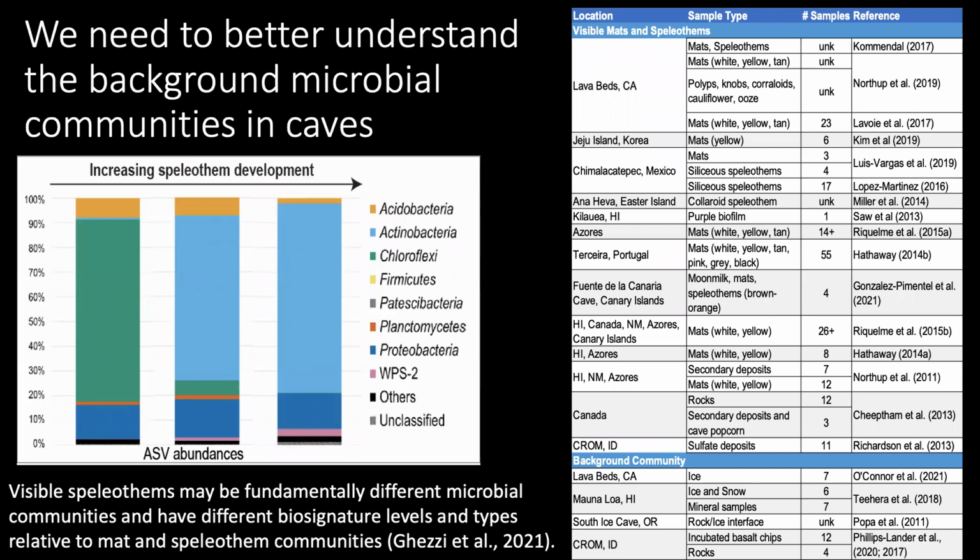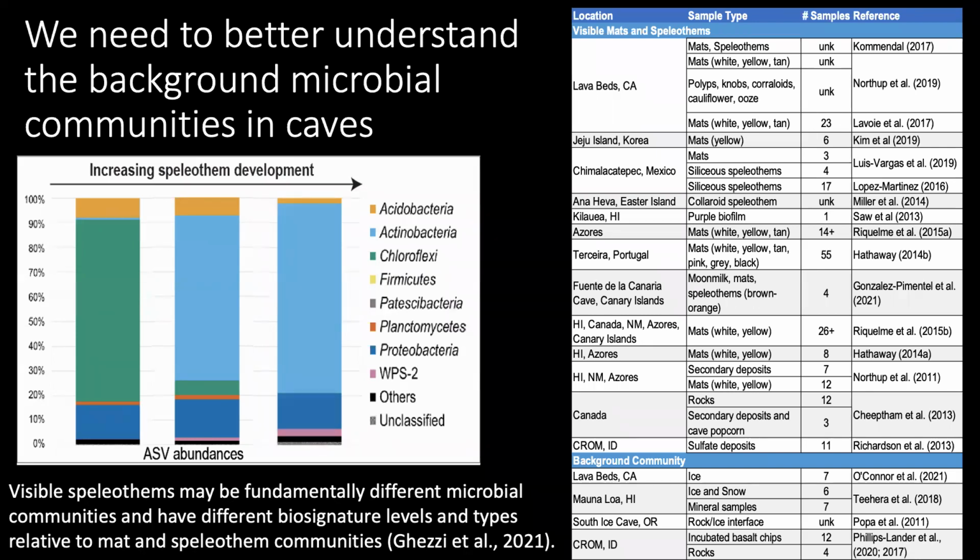So at that point, I sat down and I went through the literature and wrote down every single study that I came across on lava tube caves and what they sampled. And what I found was that the majority of the work that has been done has been focused on these visible microbe structures and speleothems. And only a handful have focused on that background community, either in snow or ice or rock samples, or in my case, rock samples and incubated basalt chips.